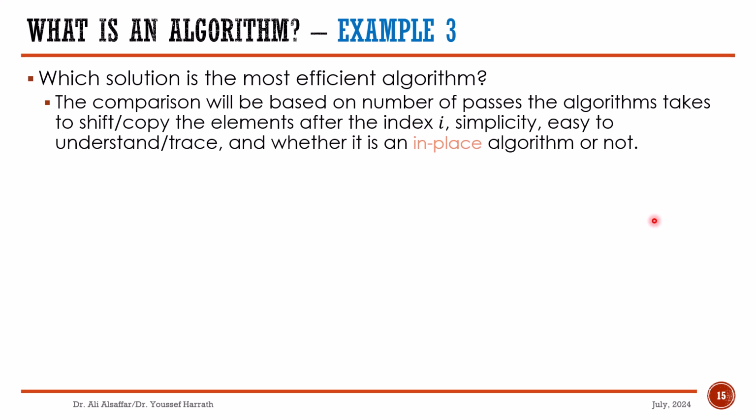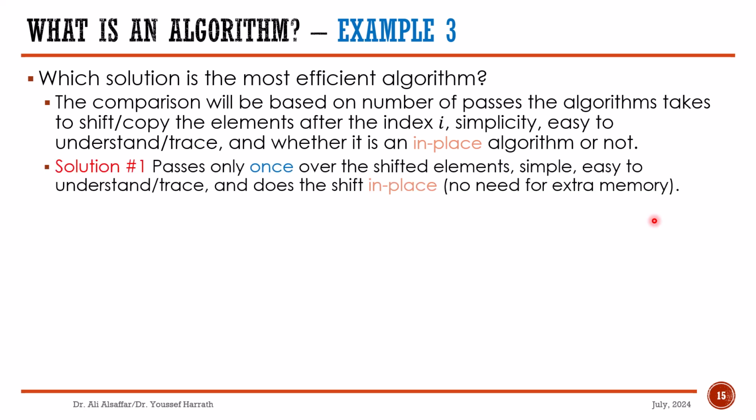The additional features and properties are simplicity, easy to understand, and whether it is an in-place algorithm or not. An algorithm is considered to be an in-place algorithm if it does not require extra memory, such as another array, except possibly for a few memory units. Let's go over each of these algorithms and discuss their features and properties.